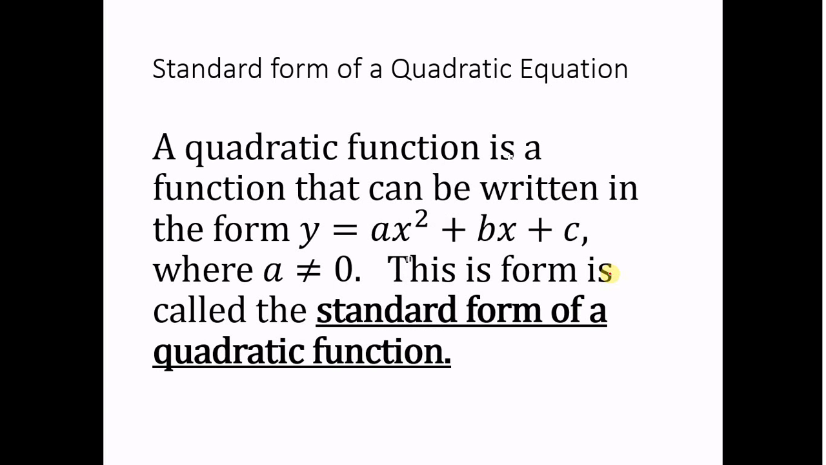So basically, what is a quadratic equation? A quadratic equation, or a quadratic function for that matter, is a function that can be written in the form y equals ax squared plus bx plus c, where a is not equal to 0. This form is called the standard form of a quadratic function. So that's basically how it's always going to look: ax squared plus bx plus c. Sometimes our b can be 0 and sometimes our c can be 0 as well.